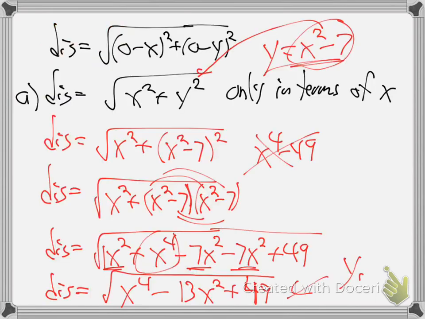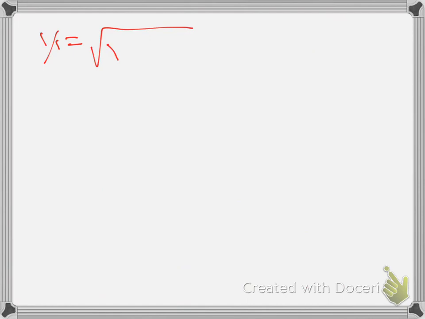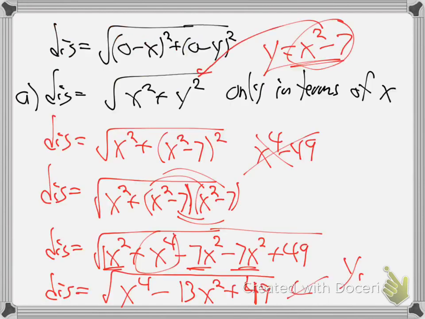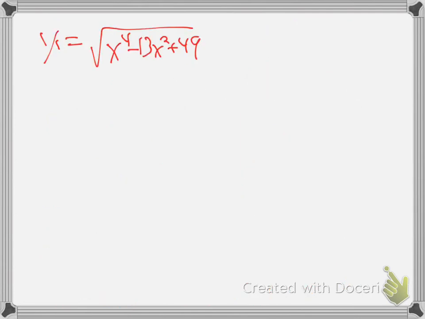So we have Y1 equals the square root, what was it? x to the fourth minus 13x squared plus 49. And remember, that was distance equals, right? Distance. Oh, yeah, I'm not on that screen. So it's going to be the W. Let me go back here for you. So it's distance. So we put Y1 in, and remember, don't ever forget, the Y value is distance.